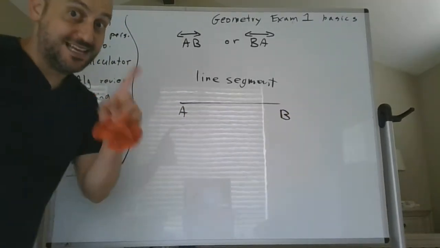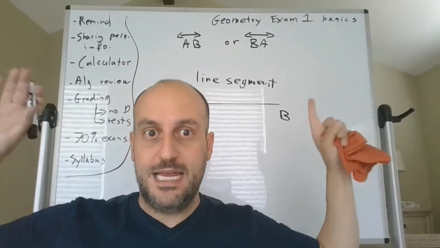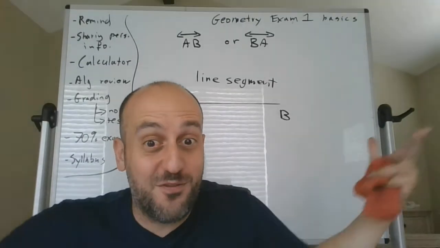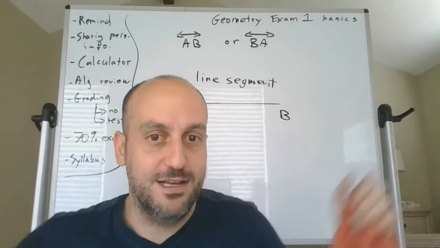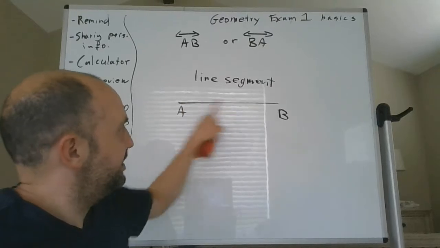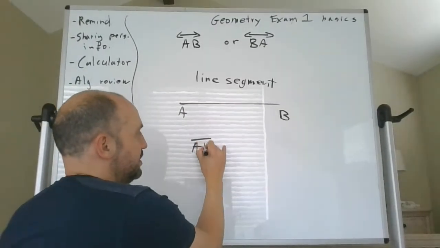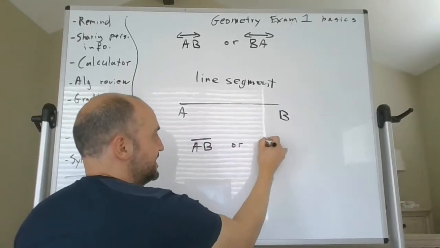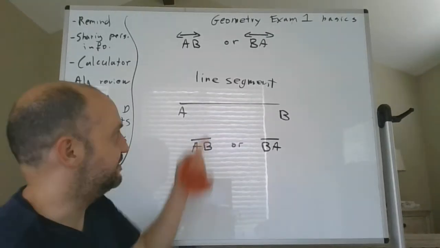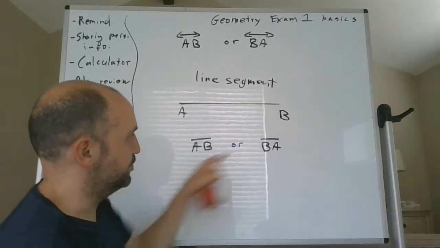Okay, line segment AB. Now, if I were to go back to a regular line with arrows, line AB, you wouldn't be able to measure it with a ruler because it goes on forever, unless you have a forever ruler that never ends. But a line segment has a definite start and an end. You could say segment AB or segment BA. Doesn't matter, it all means the same thing. We're still talking about that guy right there, AB or BA.